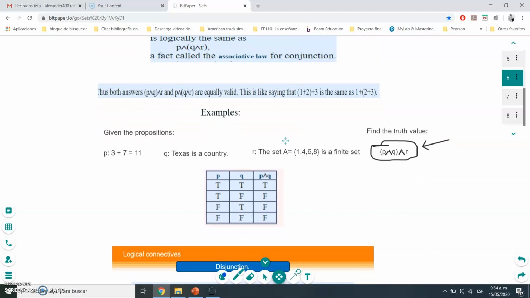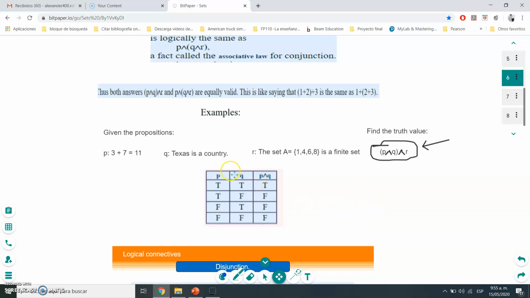Let's see the first one. So, for example, we are given the propositions. P is 3 plus 7 equals 11. The second one, Q, is Texas is a country. And the third one, R, is the set A, 1, 4, 6, and 8, is a finite set. So we have to find the truth value of P and Q and R. So we will see if this compound proposition of three propositions is true or false. We are going to find out, so let's start little by little.